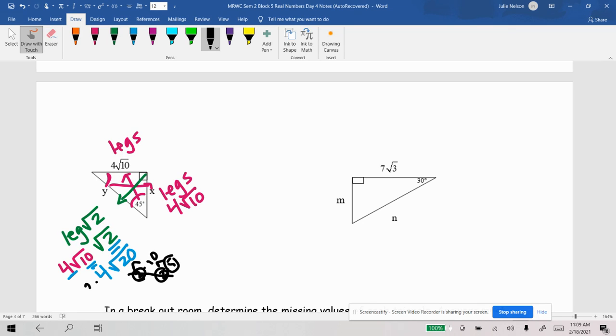I could take out a 2. And what am I left with? I'm left with a 5. So it's 8 square root of 5. So to write this nicely, x is 4 square root of 10. And y is 8 square root of 5.